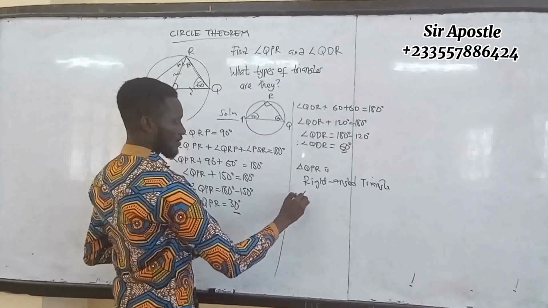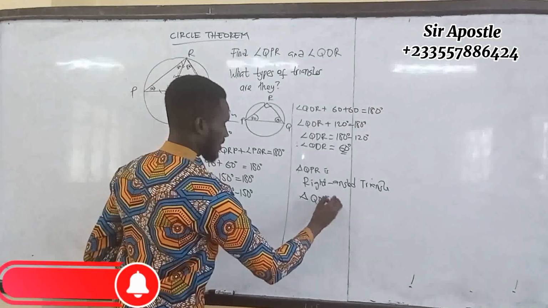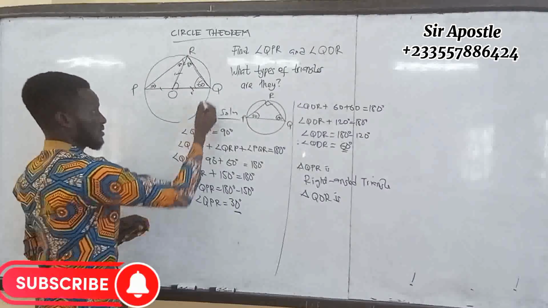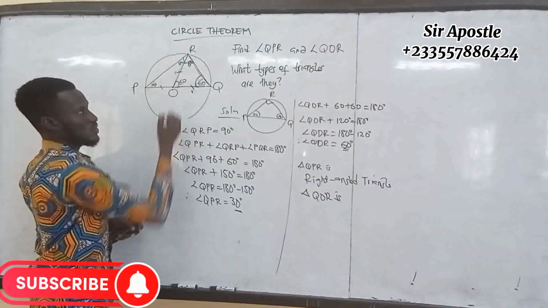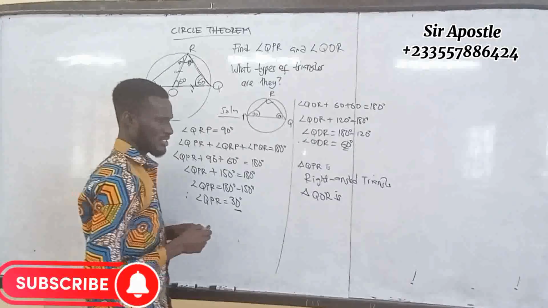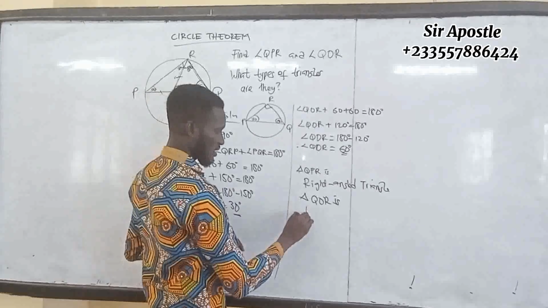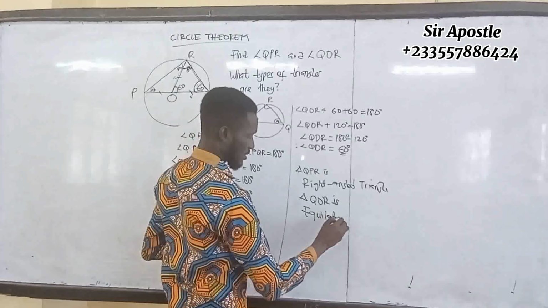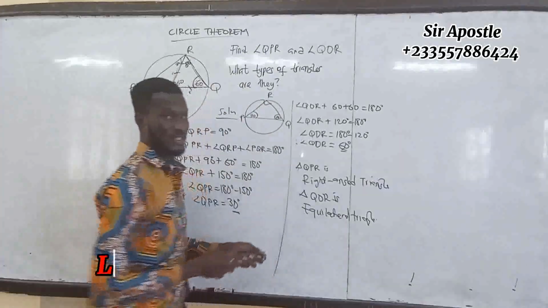And then triangle QOR. So let's see QOR. This is Q, this is O, this is R. What type of triangle is this? Here is 60, here is 60, and this side too is 60. So all the angles are the same, meaning all the sides are also equal. It means that this one is an equilateral triangle because all the sides are equal. So this is very simple.